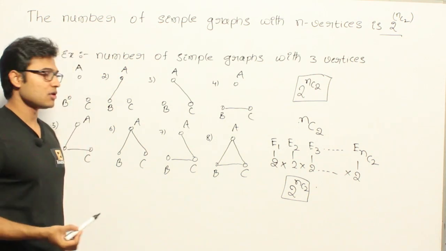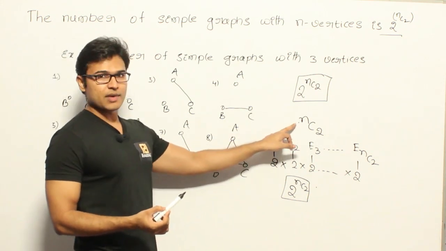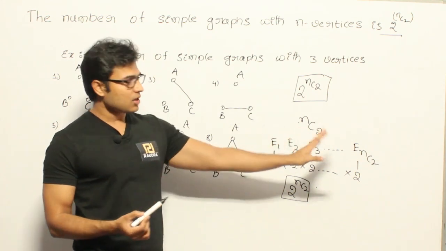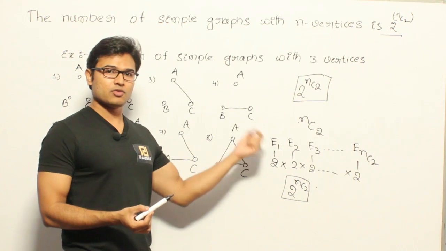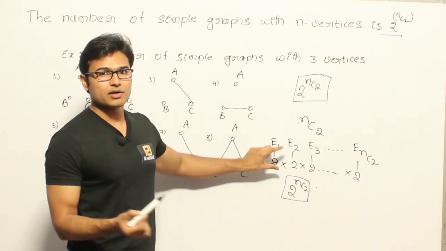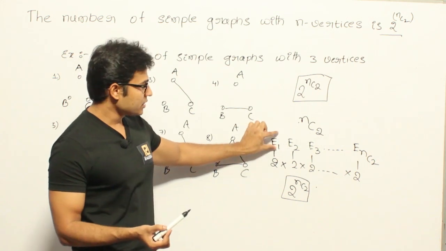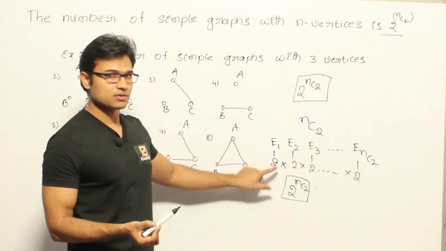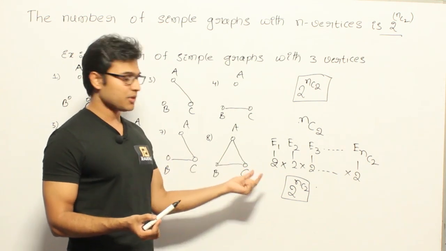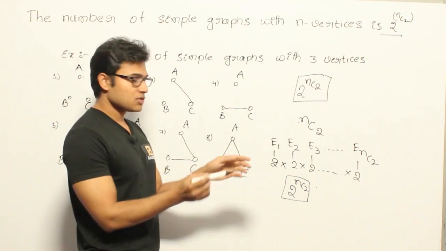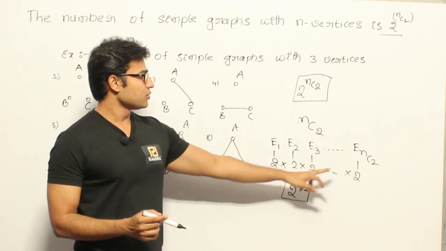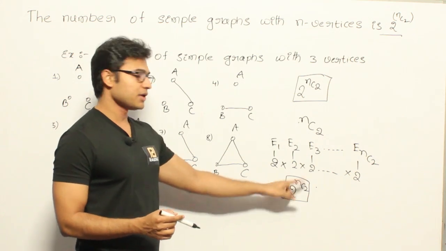Are you getting this? So how did I derive it? With n vertices the maximum number of edges possible is nC2. Now assuming that all these edges are possible, in order to form a graph, each edge can be included in it or it may not be included. Therefore each edge is going to give us 2 possibilities, right? Either have it in the graph or don't have it in the graph. So 2 into 2 into 2 and so on. That is why we got 2 power nC2.